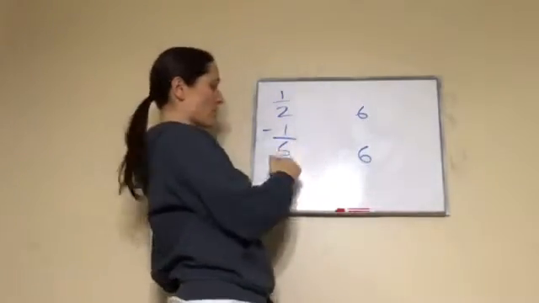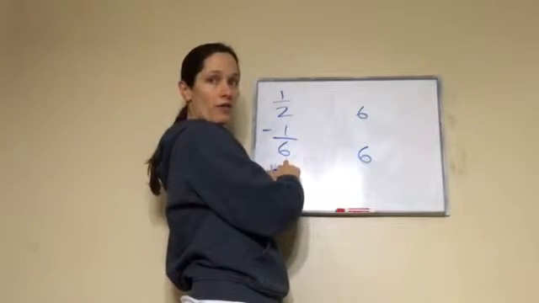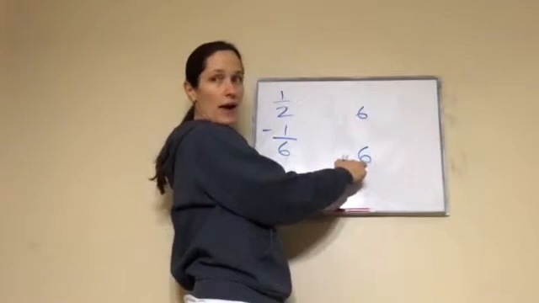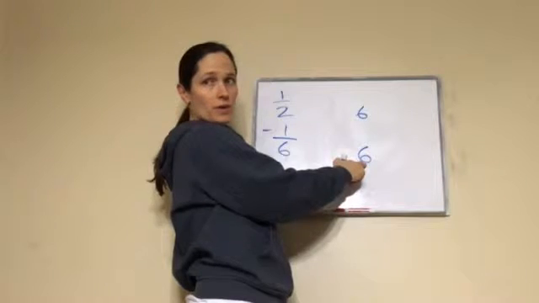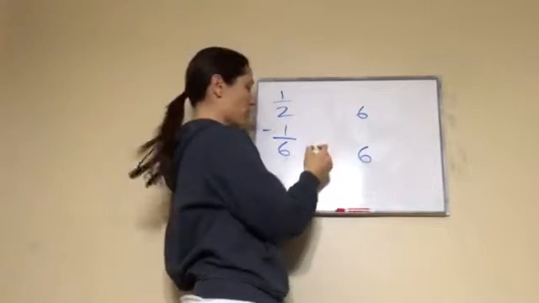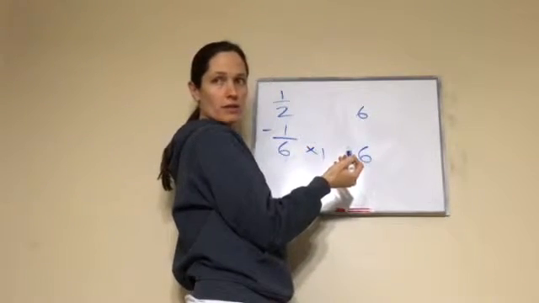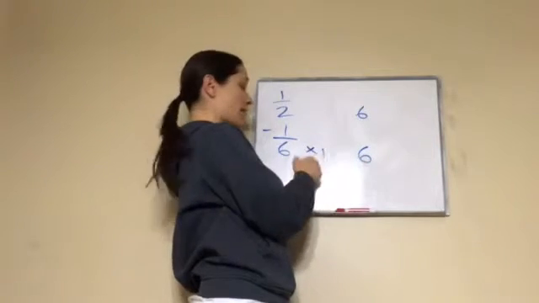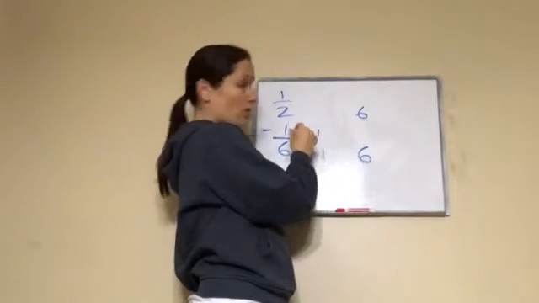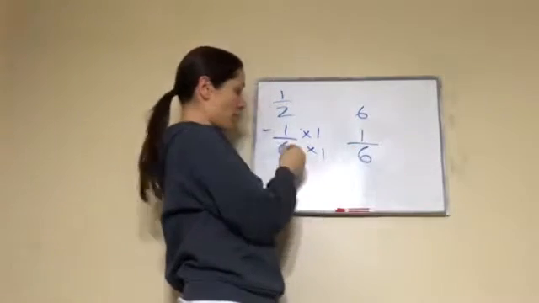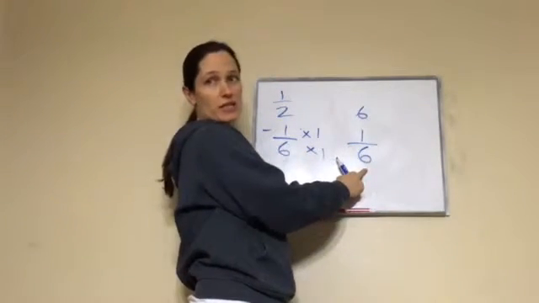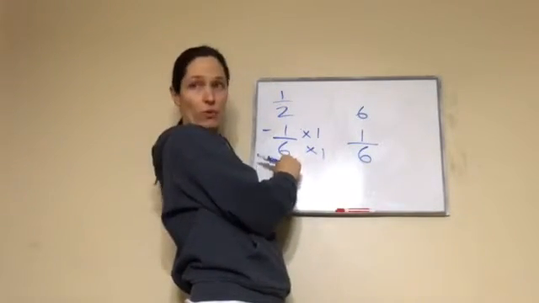Ready? For me to get from 6 to 6, do I have to do anything? No. So I can multiply it by 1 to get that answer. So what I do down here, I have to do at the top. 1 times 1 is 1. So we basically left 1/6 as 1/6 because it already had the denominator we wanted.